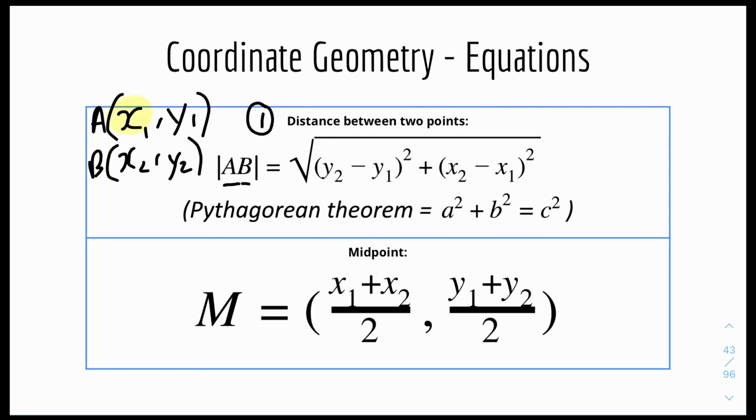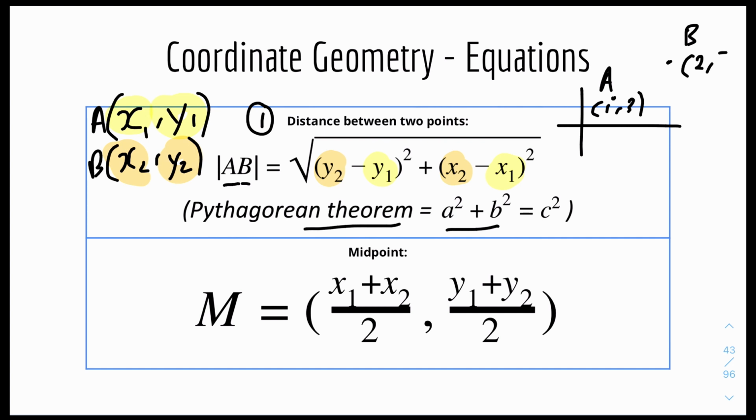So let's just highlight some points here: x1 and y1 for point A, and for the B point, x2 and y2 will be here. Basically, we derive this equation by taking the Pythagoras Theorem, a squared plus b squared equals c squared, to find the distance. So let's say we have a graph right here. Let's say A is here and B is here, and A is (1, 3) and B is (2, 5).